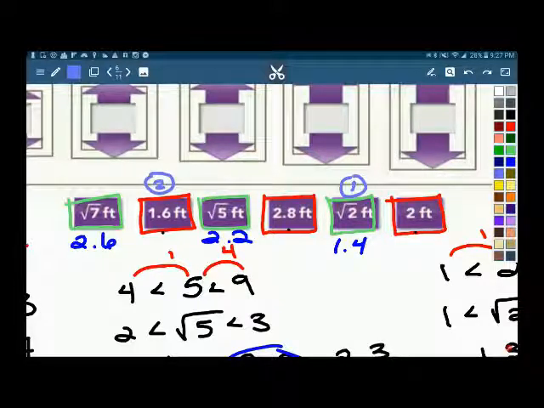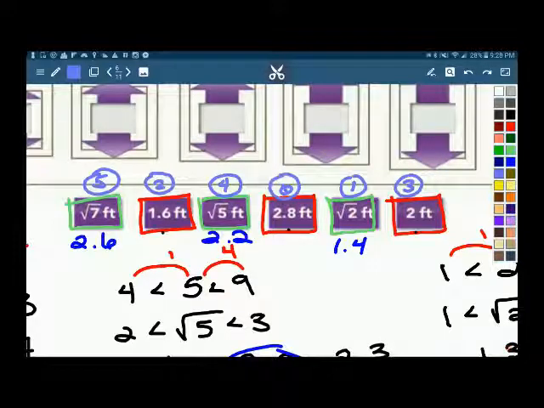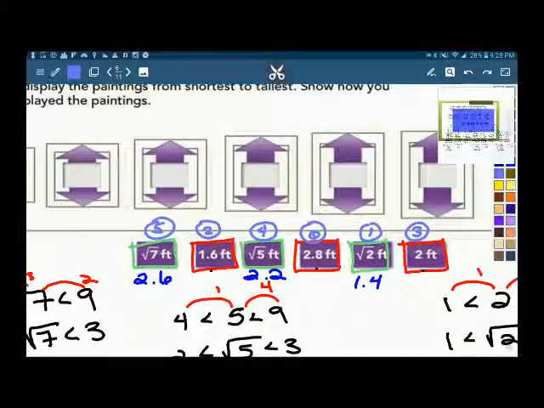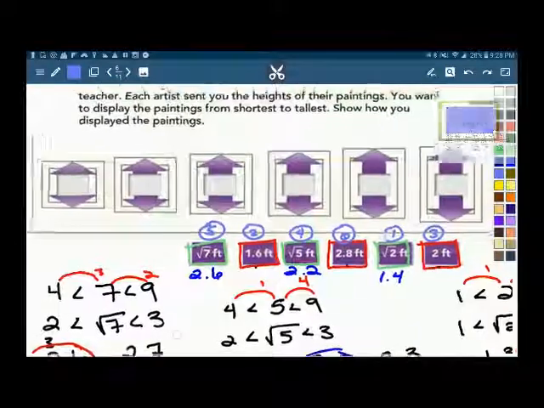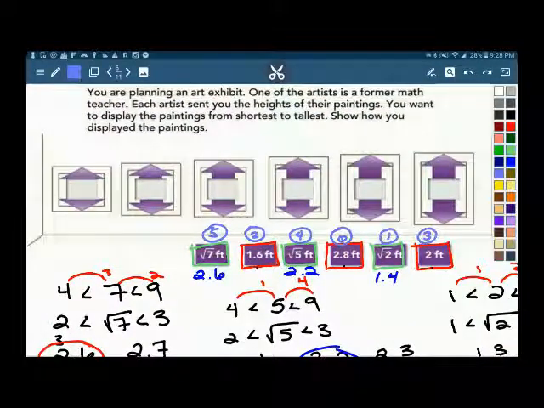Then let's see, 2, because that'd be 2.0. Then 2.2. Then 2.6. Then 2.8. Now, I don't want you to just tell me which comes first, second, third, fourth, fifth, sixth. I want you to write them in their original forms in order so that I can see all their original numbers from least to greatest.